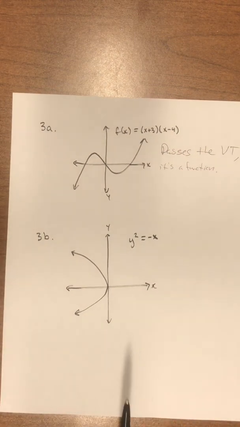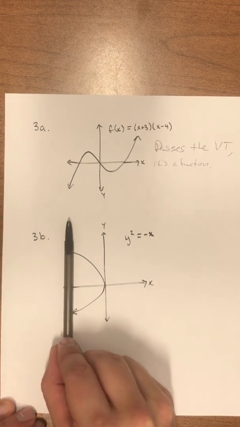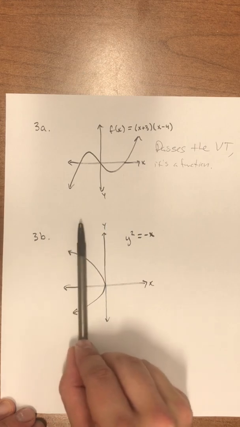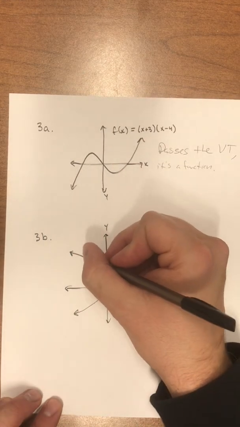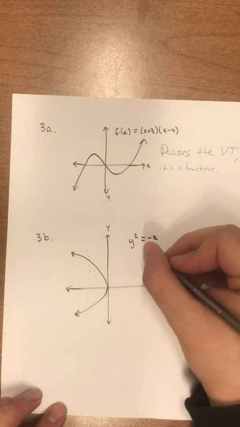Now this relation here, we have y squared equals negative x. If we went from negative infinity and took a vertical line across the graph, we would hit the graph more than once.